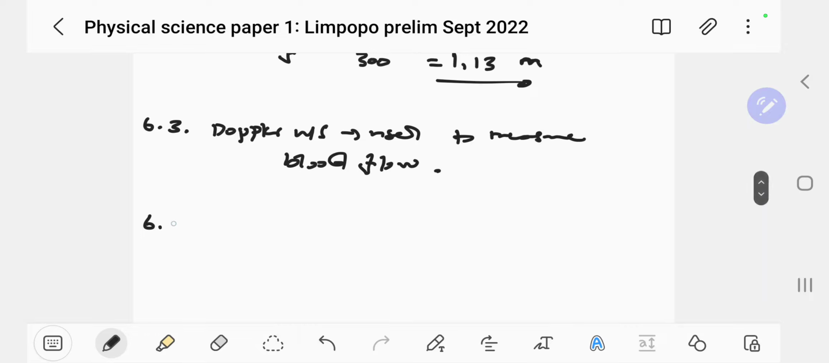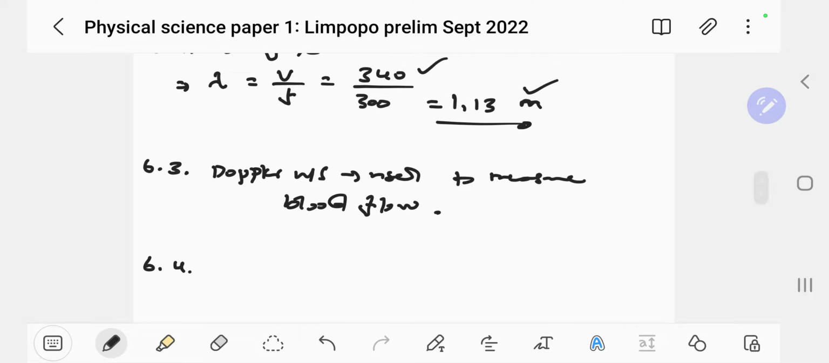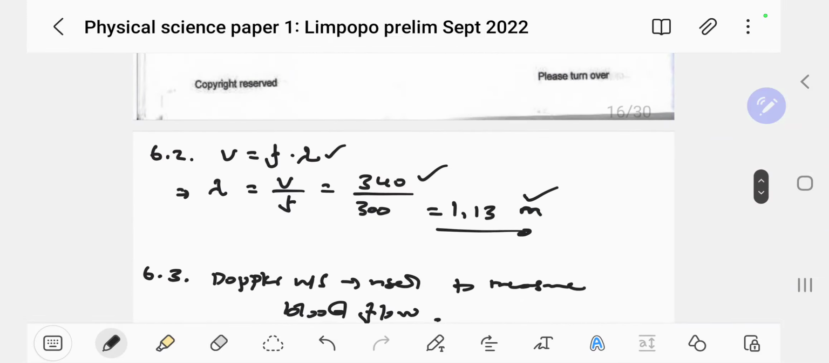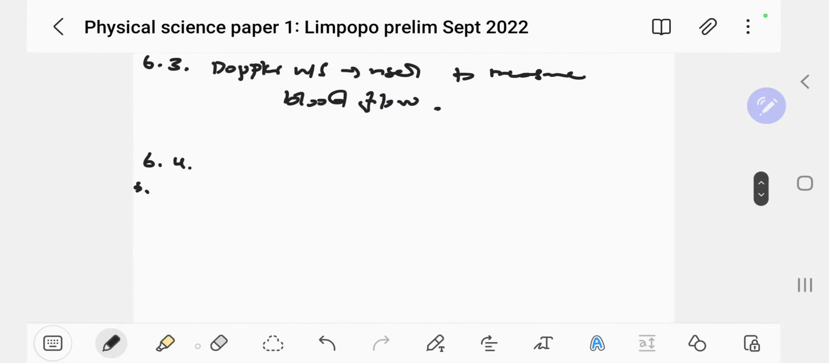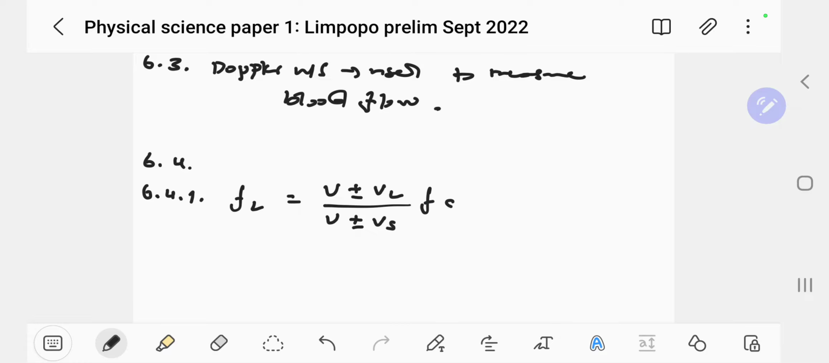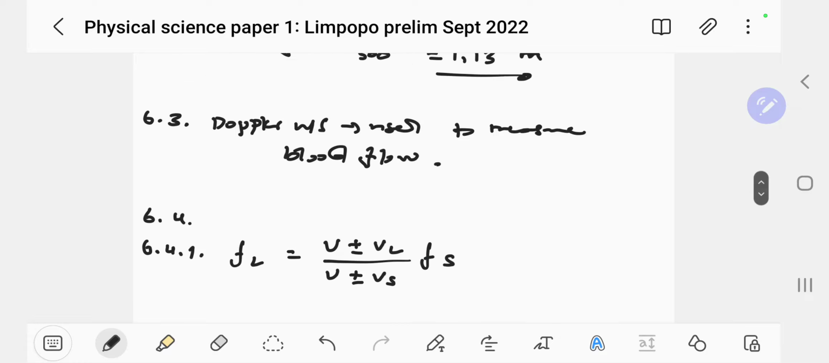So let's do 6.4.1. Okay, guys, all we know is that the frequency of the listener is equal to the velocity of the sound in the medium plus or minus the velocity of the listener, over the velocity in the medium plus or minus the velocity of the source, multiplied by the frequency of the source. This is the Doppler effect equation.